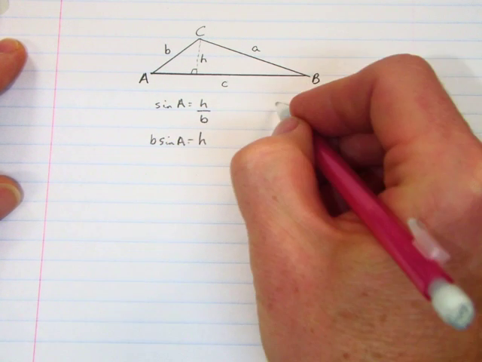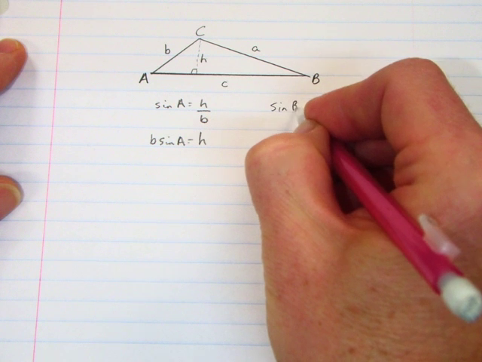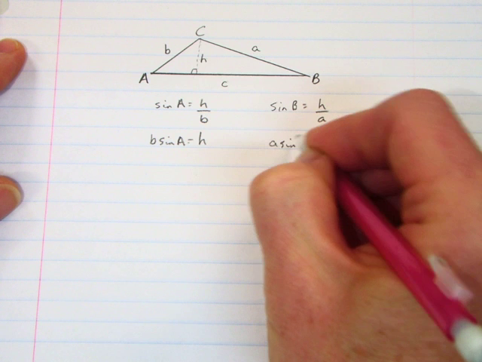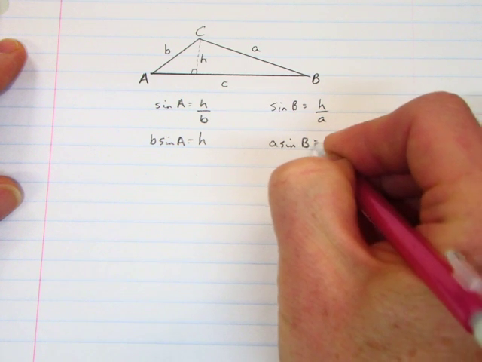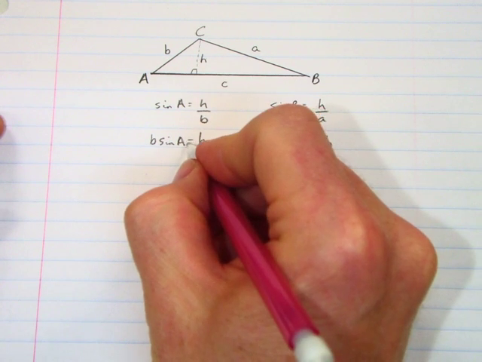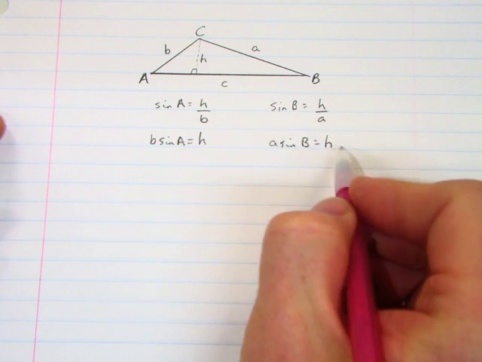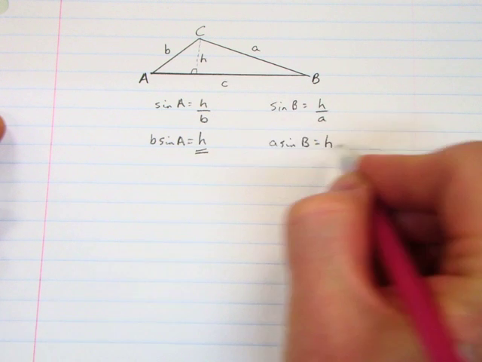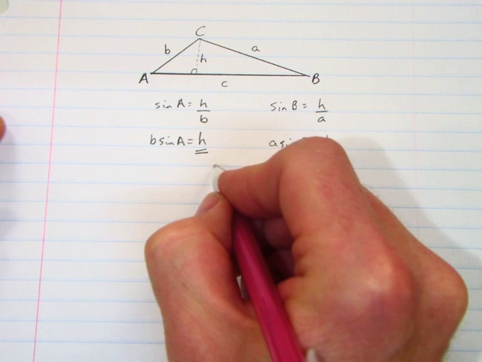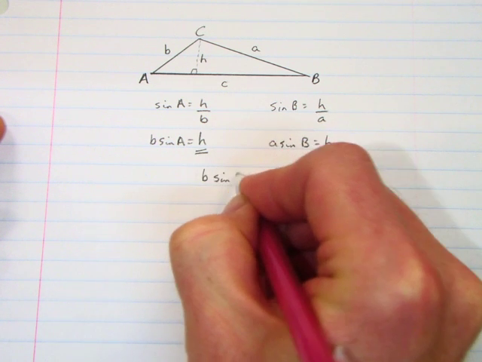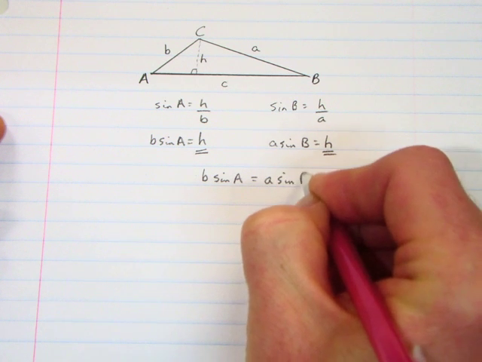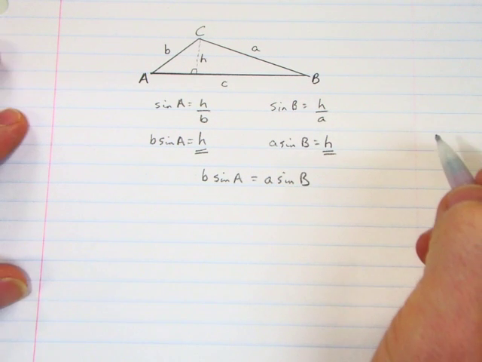Similarly, we could do the same thing with B. Sine of B equals h over a, so we get h equals a sine B. Now we did that one yesterday. Now let's take a look and see, what do we notice about this? These are the same heights. What does that mean? That means we could say that b sine of angle A equals little a sine of angle B, using a substitution.